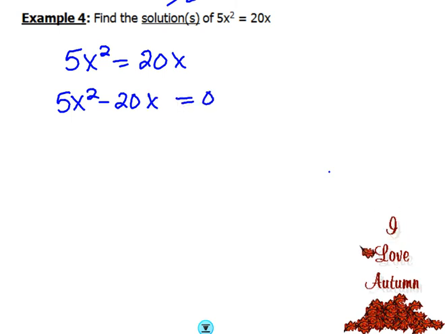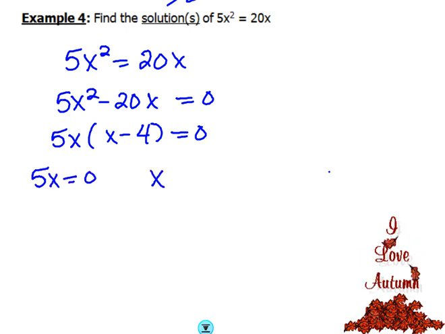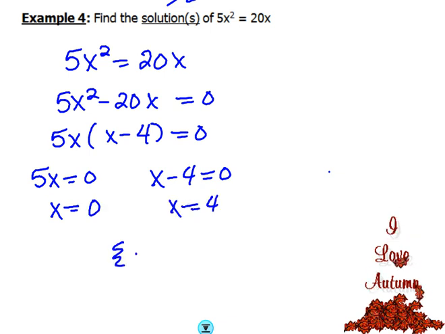Big no-no. Alright, now I do have a GCF. So I'm going to pull out a 5x, which leaves me with x minus 4. Now this is in factored form, so I can set each factor equal to 0. So x is equal to 0 divided by 5, which is 0. Add 4. And so my 2 solutions are 0 and 4.